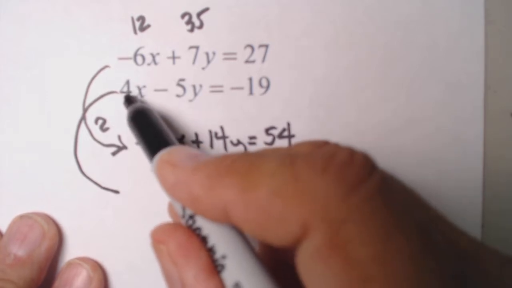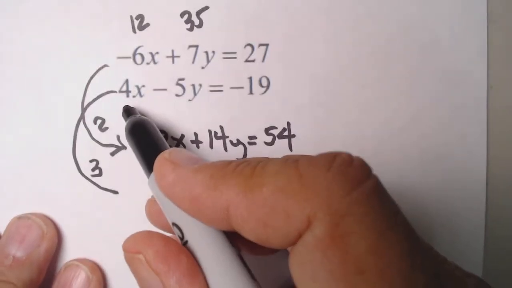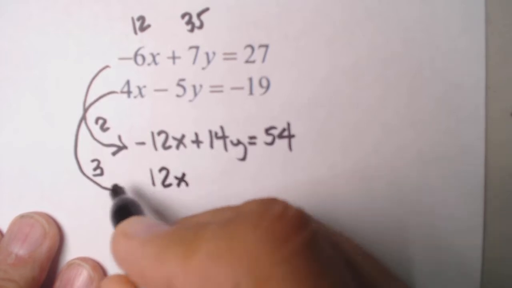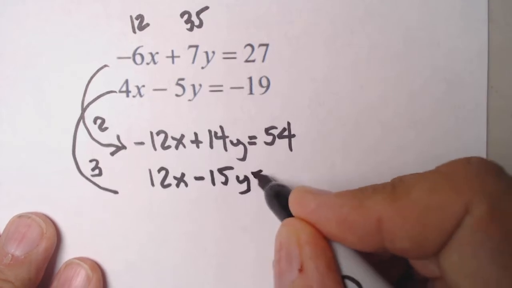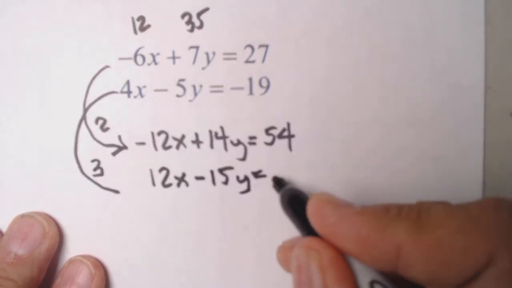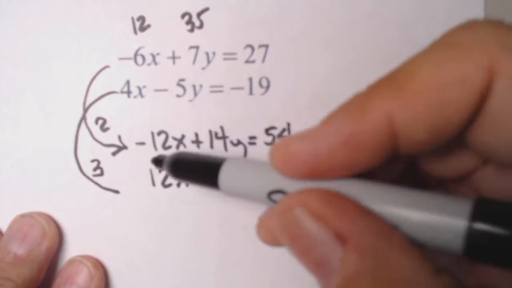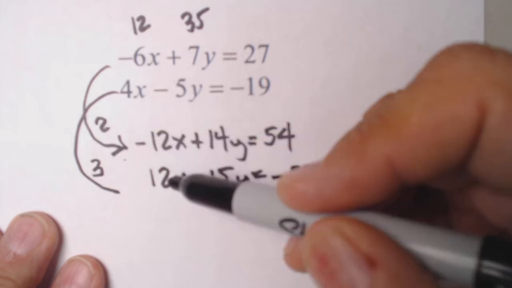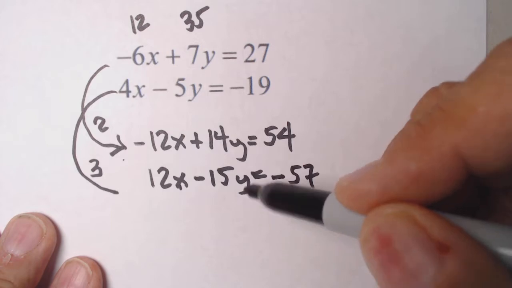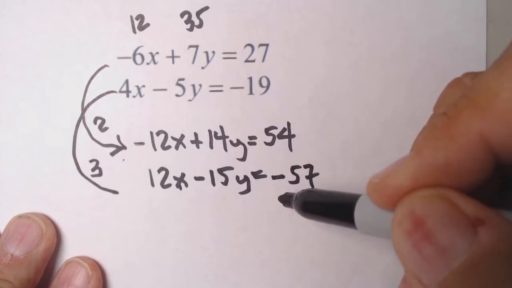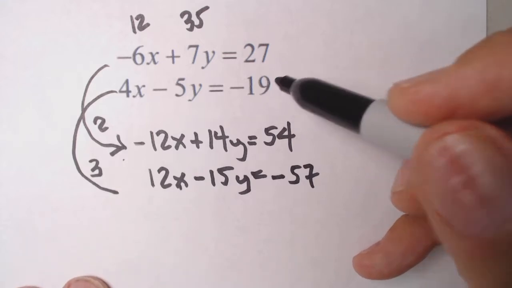And it's positive already, so all we have to do is multiply by 3. 3 times 4 is 12x. 3 times negative 5 is negative 15y. And 3 times negative 19, well, it's going to be negative, and then I think it's 57. Let's double check this. 3 times 4 is 12, so plus 12x. 3 times negative 5, negative 15y. And then 3 times this, well, it's going to be negative. And let's see, yeah, I think it's 57.